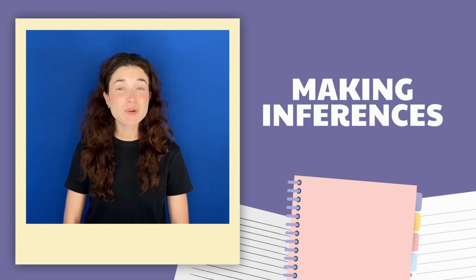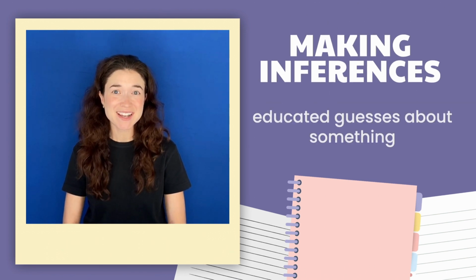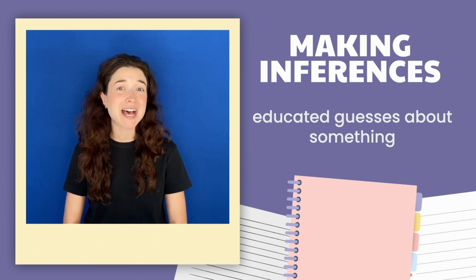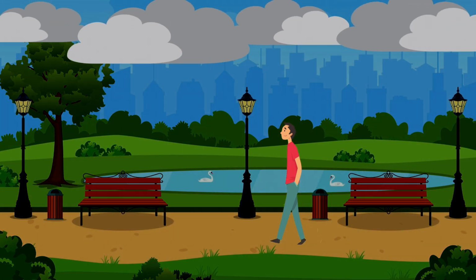Today, we're going to talk about making inferences. When you draw inferences, you are making educated guesses about something. We make inferences all the time in our day-to-day lives. For example, imagine you're taking a walk in the park and you suddenly see dark clouds gathering. You might infer or guess that it's going to rain soon.